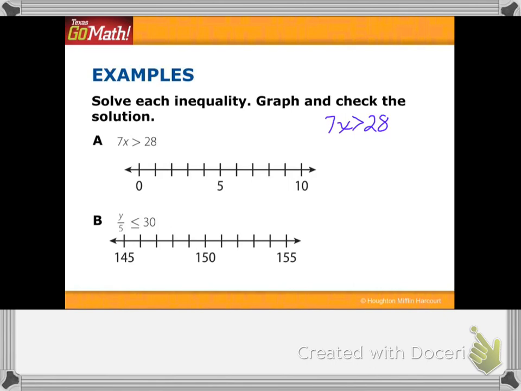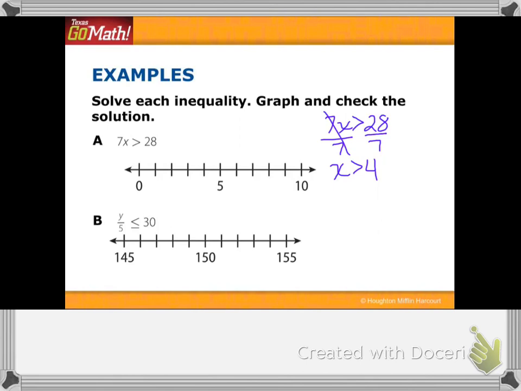So the opposite of multiplying by 7 would be dividing by 7. So I have to divide both sides by 7 to keep it balanced. Then I'm left with x is greater than 28 divided by 7, which is 4. So x is greater than 4.